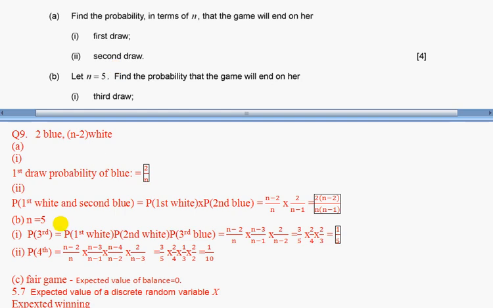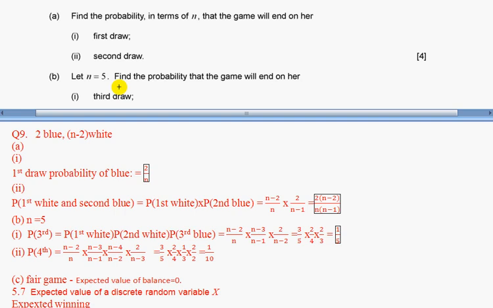The second draw means that the first is white and the second is blue. So we have the product of this event. The first white is (n minus 2) over n, and the second blue is 2 over what is left, n minus 1. Simplified, it looks this way.